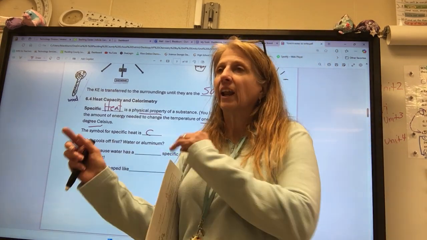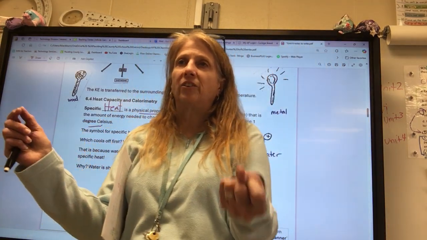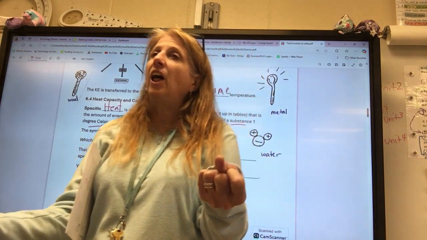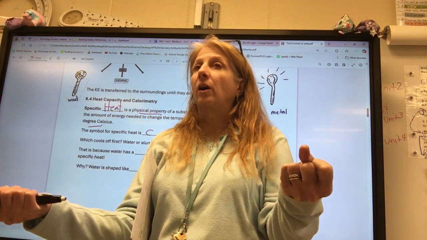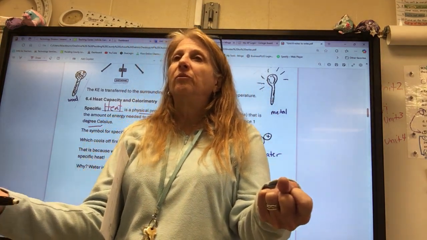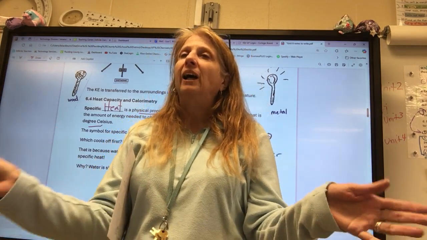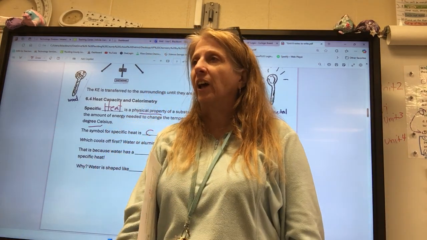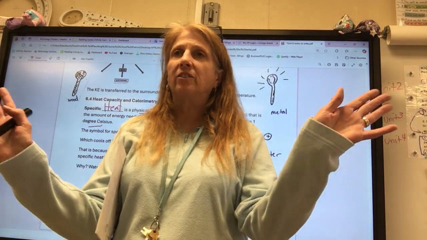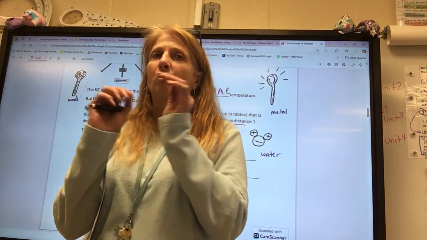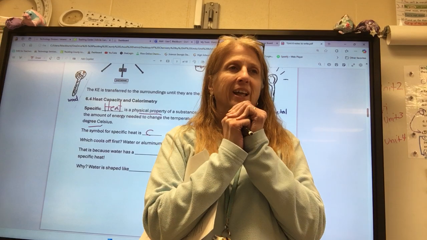Okay, let's try it again. I have an empty aluminum pan on the stove. I have another pan that is full of water. I heat them both up very, very hot, and I turn them off. In 5 minutes, I've set them both off the stove. After 5 minutes, I go to touch them both. One's hot, one's cold. Which one is the hot one?